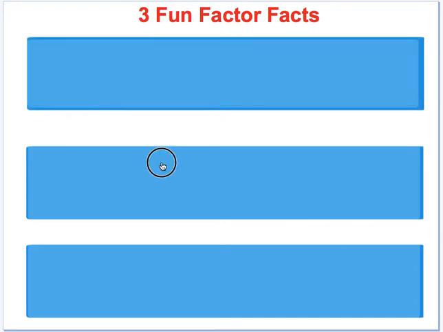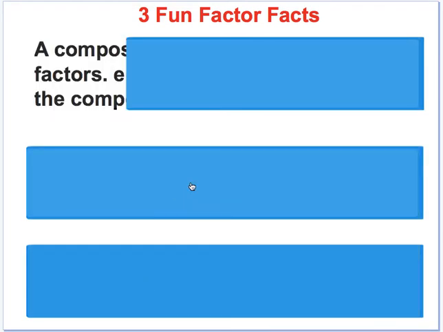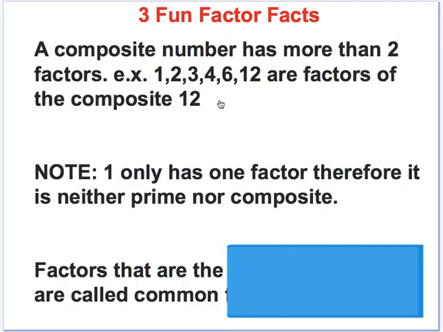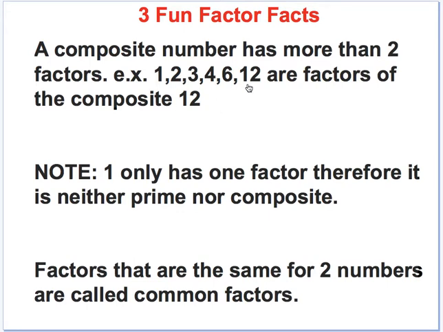So, 3 fun factor facts. A composite number has more than 2 factors. For example, 1, 2, 3, 4, 6, and 12 are all factors of the composite number 12. It's a beautiful even number. Look at all the factors of 12: 1, 2, 3, 4, 6, 12. 12 is made up of all those numbers. The number 1 has only one factor, therefore it is neither prime nor composite. So don't get confused with the number 1. It's neither one of them.